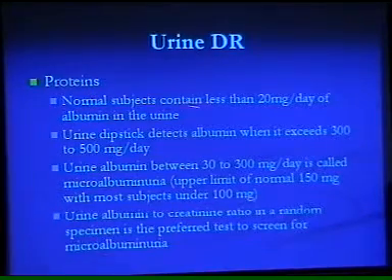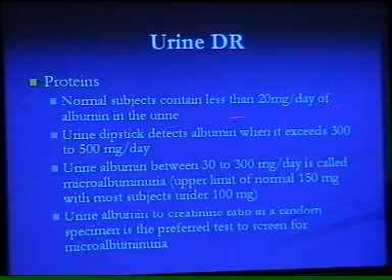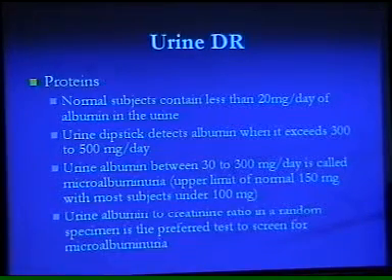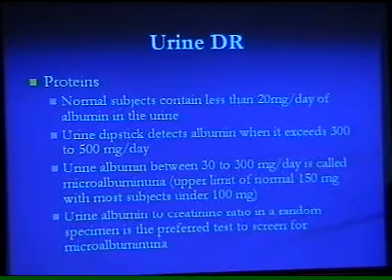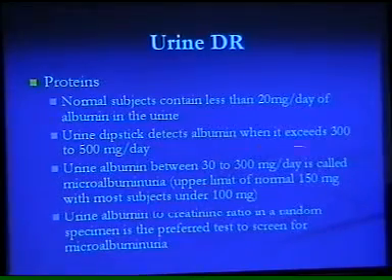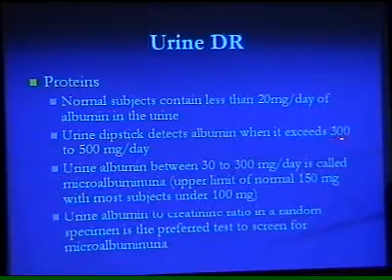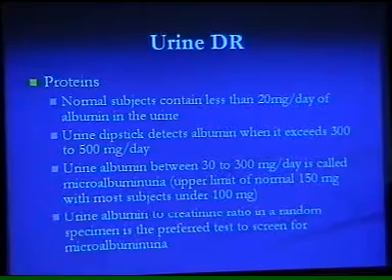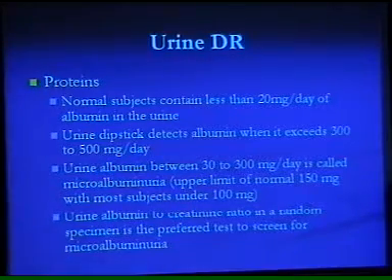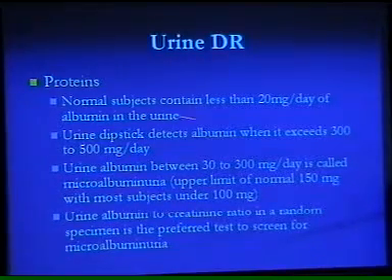Normal subjects excrete less than 20 milligrams per day of albumin in the urine. We do a urine dipstick, which detects the proteins. But you can see that the dipstick detects only when the proteinuria is more than 300 to 500 milligrams per day. So it means that between 20 and 300, the urine dipstick can miss.